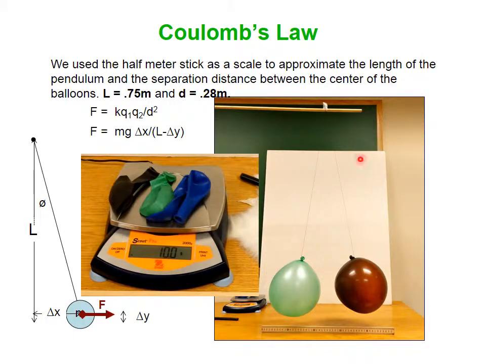We used a half-meter stick down on the bottom of the picture to make an estimate for the length from the pivot point to the center of the balloon, and we have approximately 0.75 meters. We took the distance, the separation from center to center, from here to here would be 30. We didn't think it was quite that. We estimated that to be about 28 centimeters, or 0.28 meters.